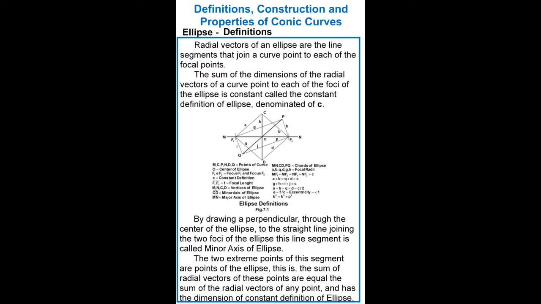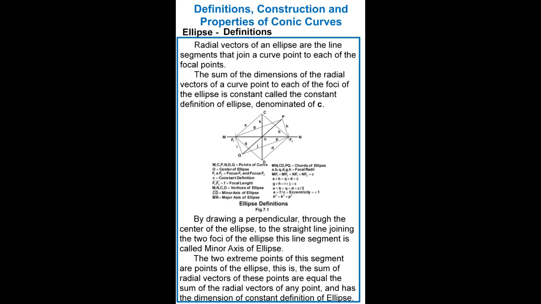This slide presents the main elements and properties of the ellipse. Figure 7.1 shows the main elements of the ellipse without showing the drawn curve. The radius vectors of the ellipse are the line segments that join a point of the curve to each of the focal points. The sum of the dimensions of the two radius vectors of a point of the curve to each one of the foci of the ellipse is constant, this constant being called the constant of definition of the ellipse, and is represented by the letter C.